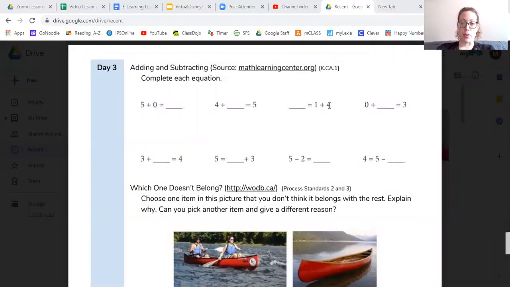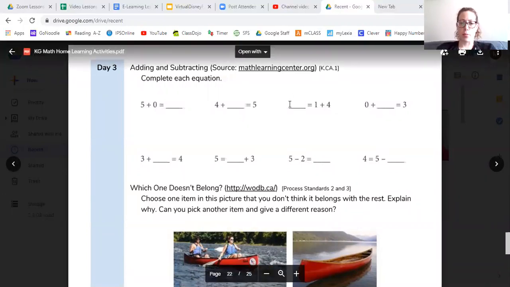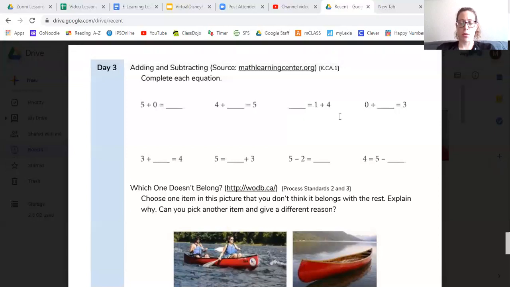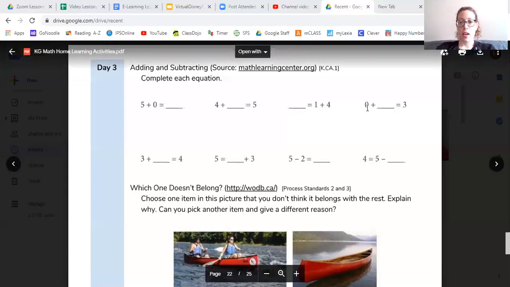And then sometimes the equations go different directions, and that's okay. That means the same thing. So you're still looking for the answer. It says blank equals 1 plus 4. So we're trying to solve our answer, so 1 plus 4 equals what? And you're going to write it in the line.